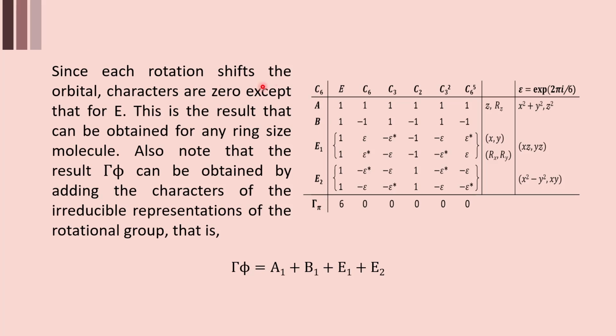Since each rotation shifts the orbitals, the characters are 0 except for identity. This result can be obtained for any ring size, irrespective of the number of carbon atoms. For benzene, because you are using C6, you get each irreducible representation once. Also note that the result for the 2-pi representation can be obtained by adding the characters of the irreducible representations of the rotational subgroup, and because the rest of them fall to zero, they contribute nothing. The only contribution is from identity. If you add them all, you get 6, which obviously gives the result.